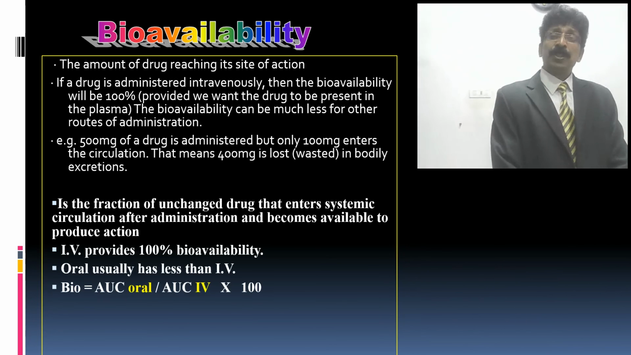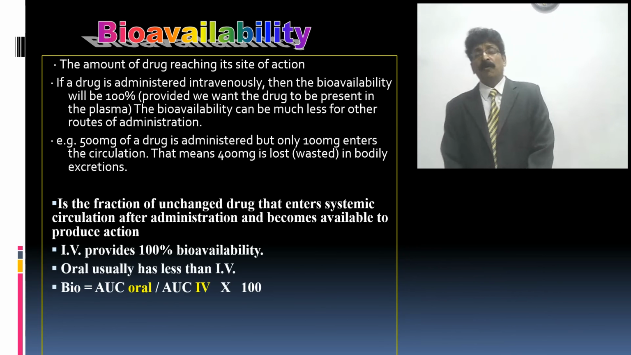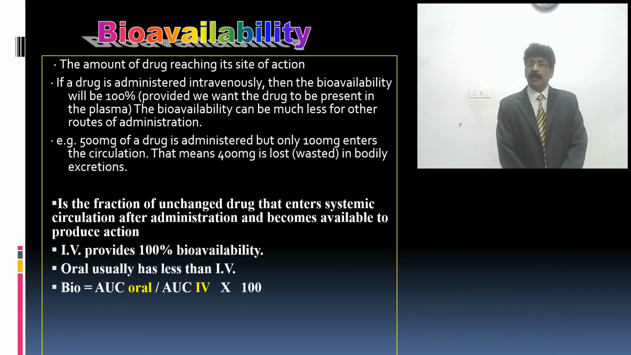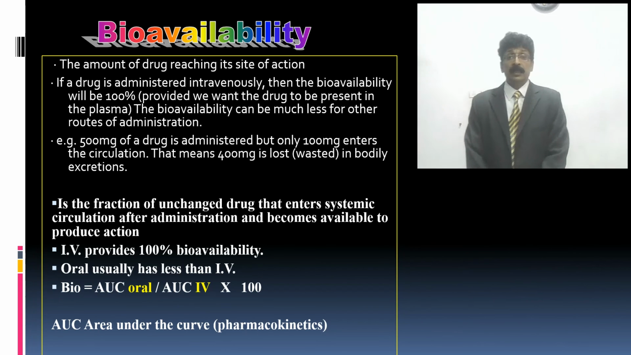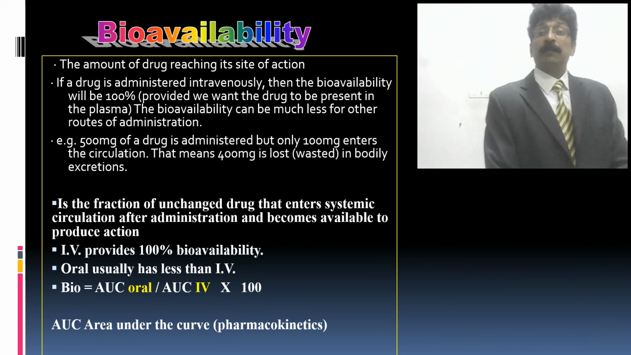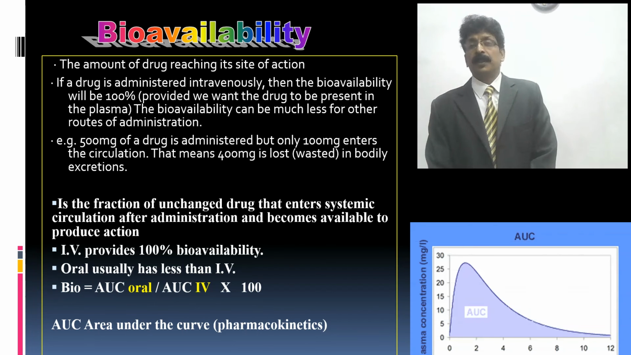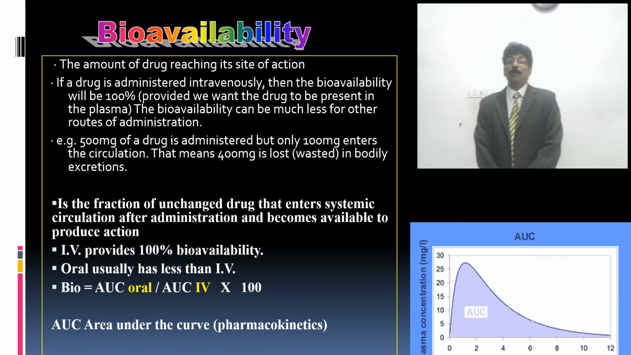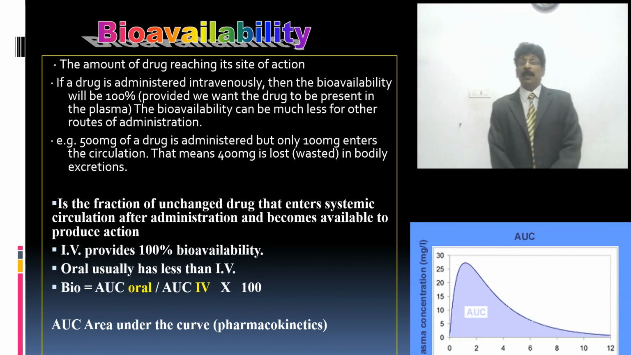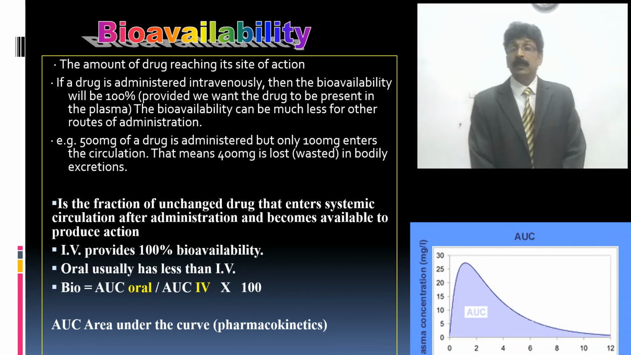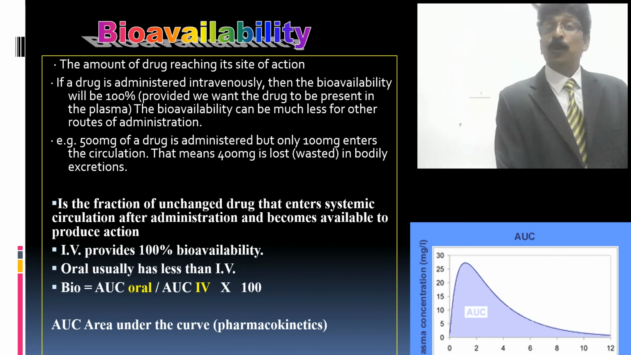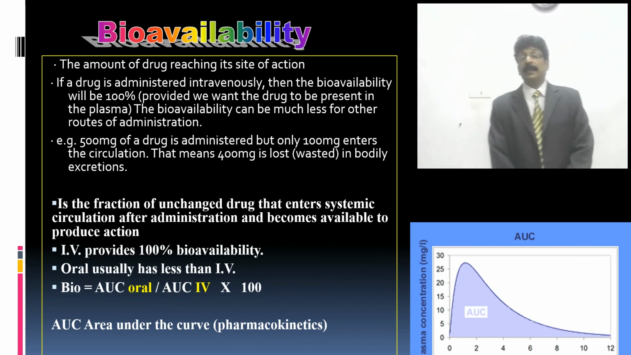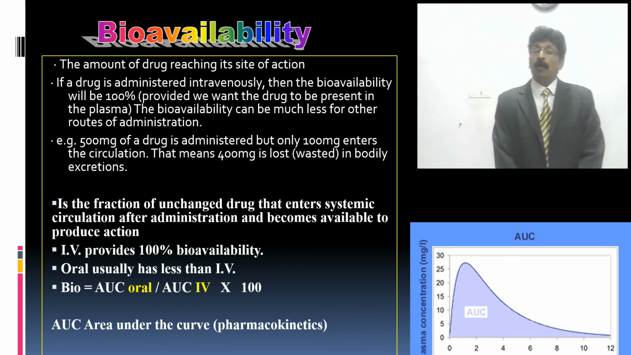Bioavailability is equal to the area under the curve of oral divided by the area under the curve in pharmacokinetics by intravenous, times 100. The area in the graph means the graph you have obtained by plotting plasma concentration in milligrams per liter against time, which is shown in the picture. So that is the AUC, area under the curve of pharmacokinetics.